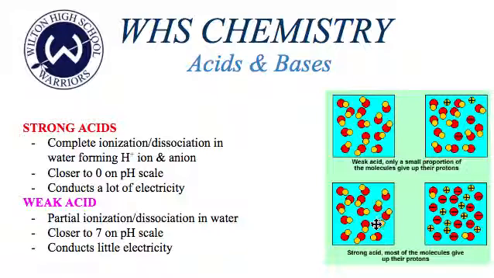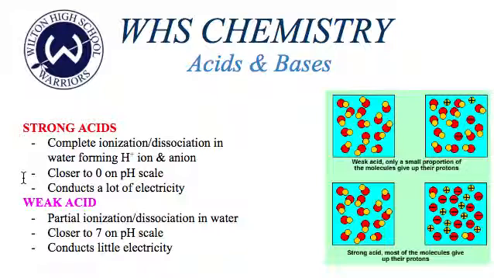So we have a substance right here, and when it is dissociating, since it's a strong acid, almost all of it, if not all of it, dissociates completely, which means the H plus ion, which is the yellow with the plus, is separate from the anion. And strong acids are also closer to 0 on the pH scale, and they conduct a lot of electricity.